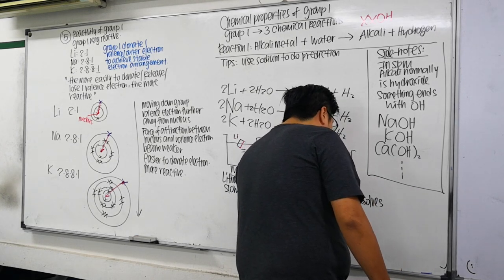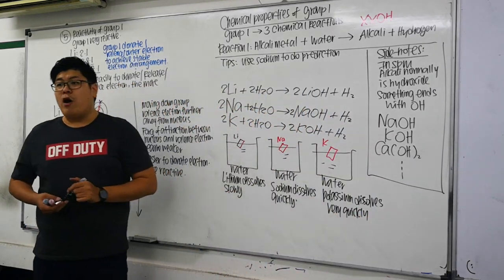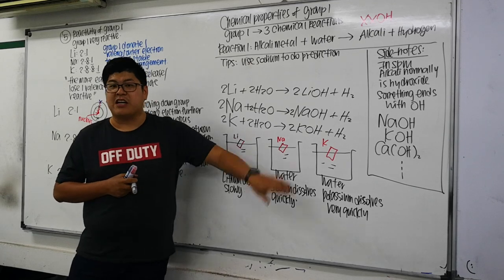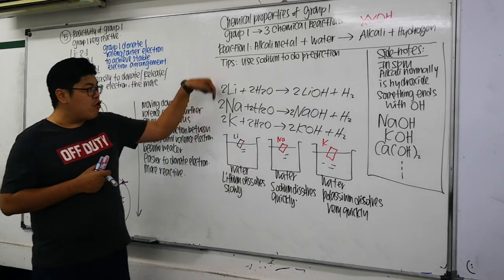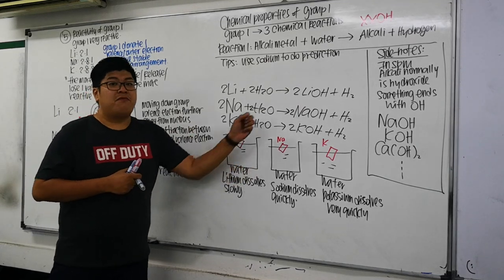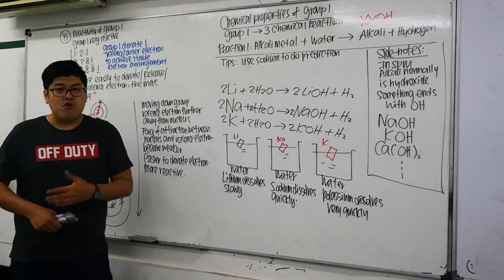So can you see the difference? All dissolve, right: slowly, quickly, very quickly. What are you trying to do? You're trying to impress the examiner that you understand the reaction is getting more reactive. Going down the group, becomes more and more reactive. That's why it dissolves slow, faster, fastest. Understand? That's it.